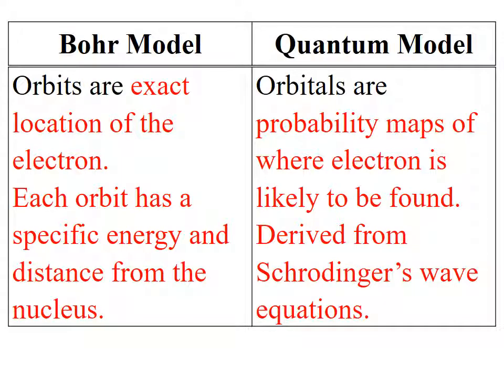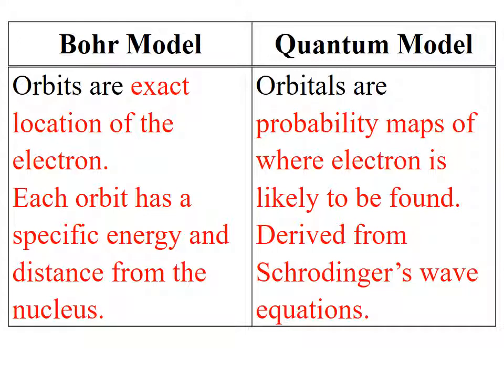So Bohr said that the orbits are exact locations of the electron. He said that he could calculate the radius of that orbit and tell you exactly where the electron is located. Each orbit had a specific energy and specific distance from the nucleus. And he calculated all of that for hydrogen, but it only worked for hydrogen. As soon as he put 2 electrons in there, it stopped working.